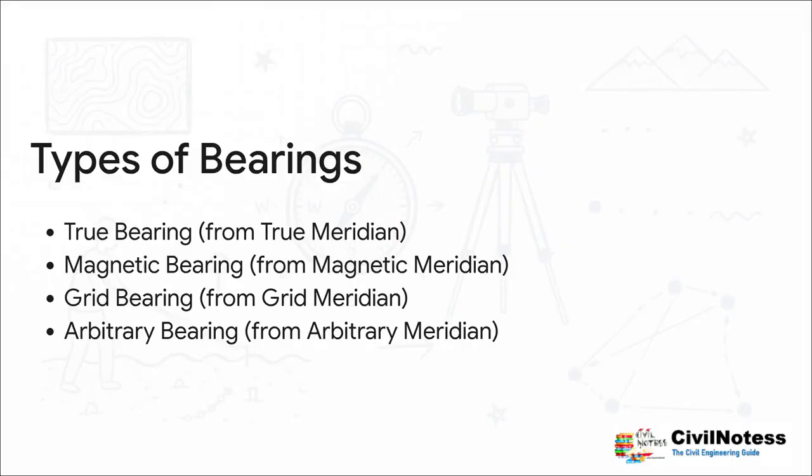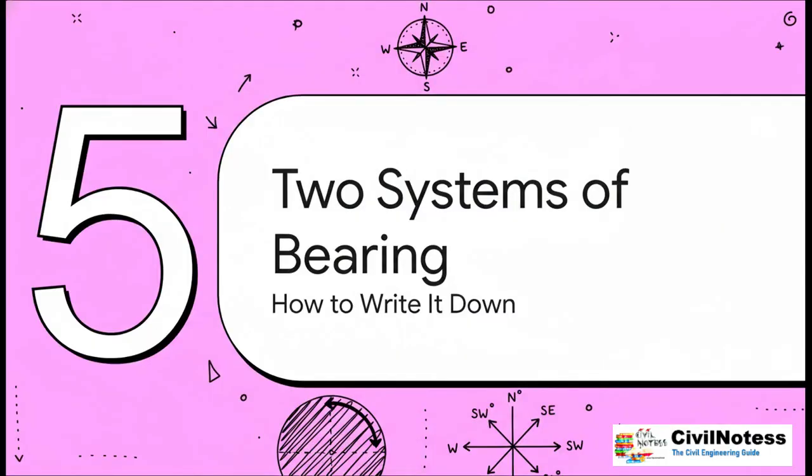And this part is super logical. It just clicks. For every type of meridian we just talked about, there's a matching type of bearing. It's a perfect one-to-one relationship. Use a true meridian, you get a true bearing. Use a magnetic meridian, you get a magnetic bearing. Simple as that. Okay, let's get down to brass tacks.